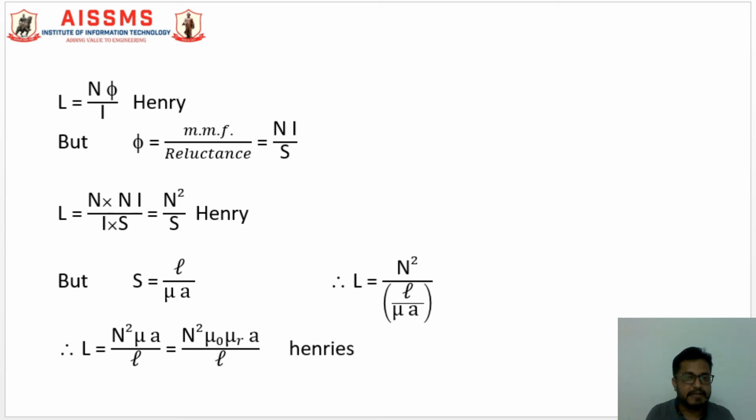But we know the reluctance equation, S equals l divided by mu into A, where l is the length of the core, mu is absolute permeability, and A is the cross-section of the core. Therefore L equals N square upon l divided by mu A, and finally we get self-inductance L equal to N square mu A upon l, which equals N square mu naught mu R into A divided by l Henrys.